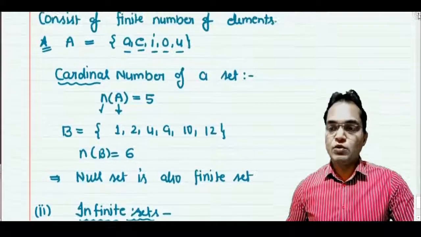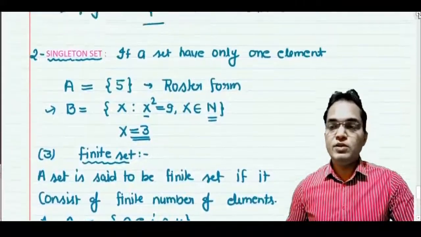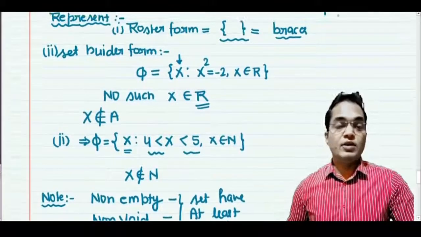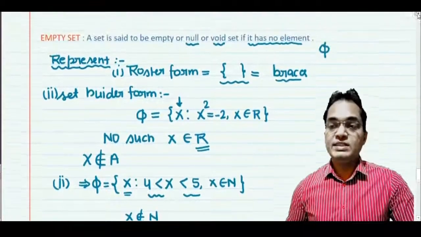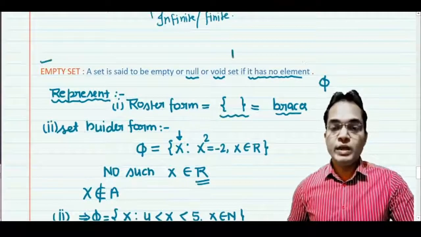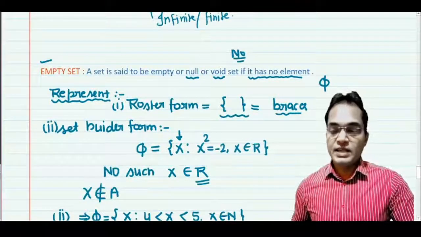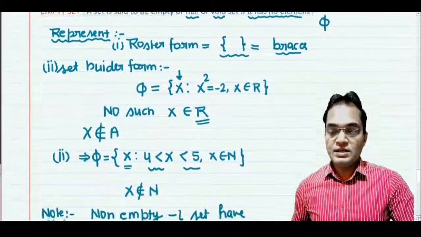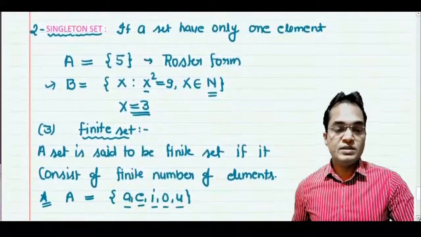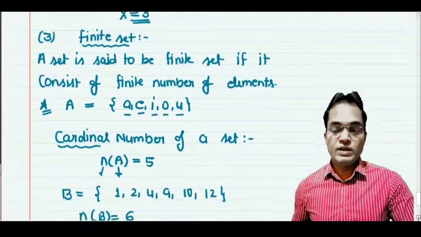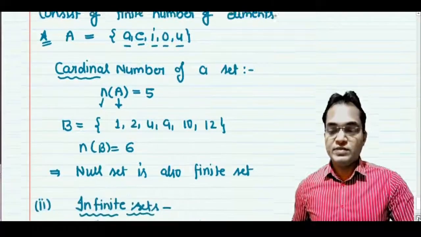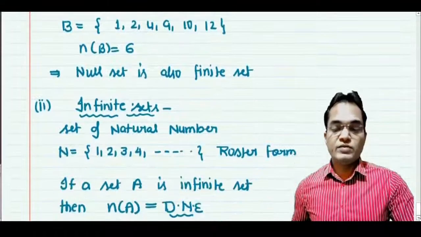Now recall all the sets. The first set is the empty set. What is the meaning of an empty set? There are no elements. Second is the singleton set. What is the meaning of a singleton set? Only one element. Third is the finite set. What is the meaning of a finite set? A finite number of elements. And last is the infinite set. There is an infinite number of elements.